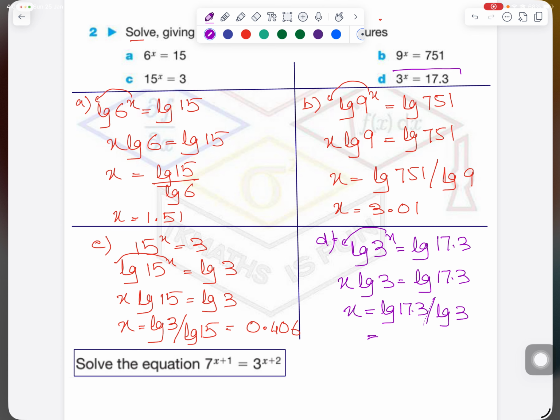Okay, so I'm getting x equals 2.59. If I have made any calculation mistake, you can correct me and tell me in the comments. After all, I'm a human being as well.